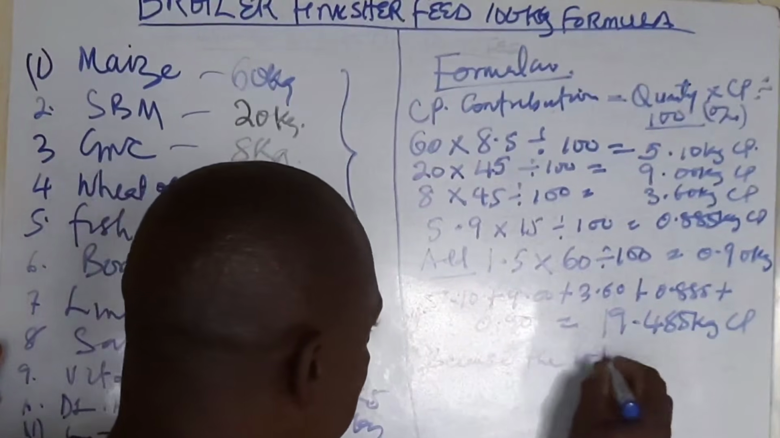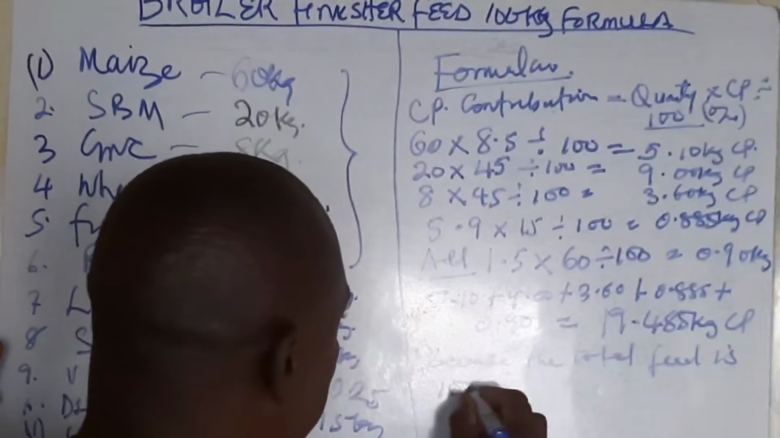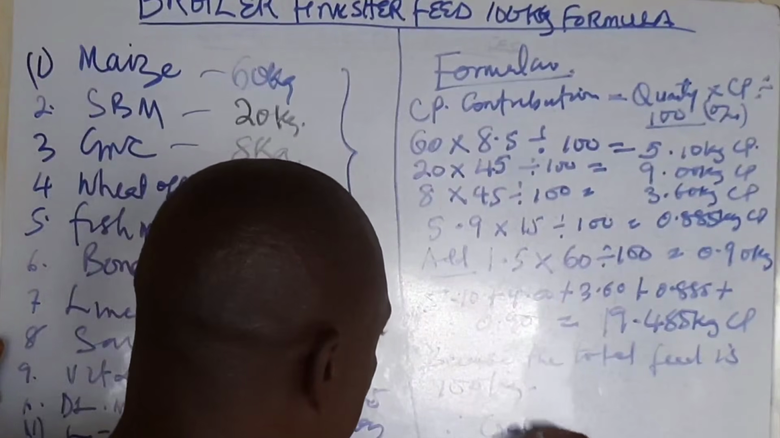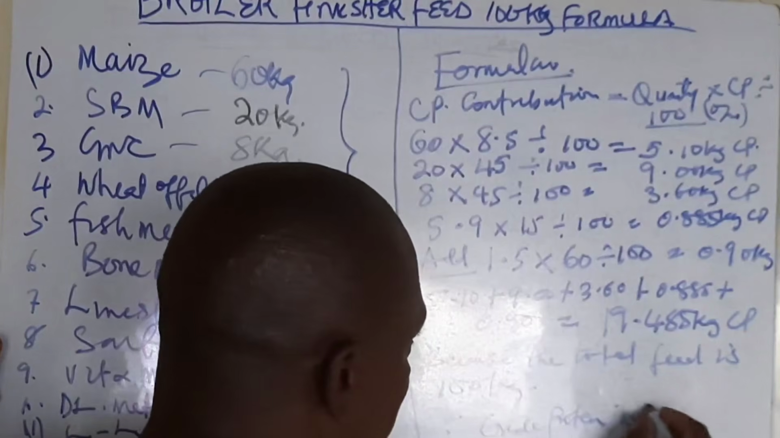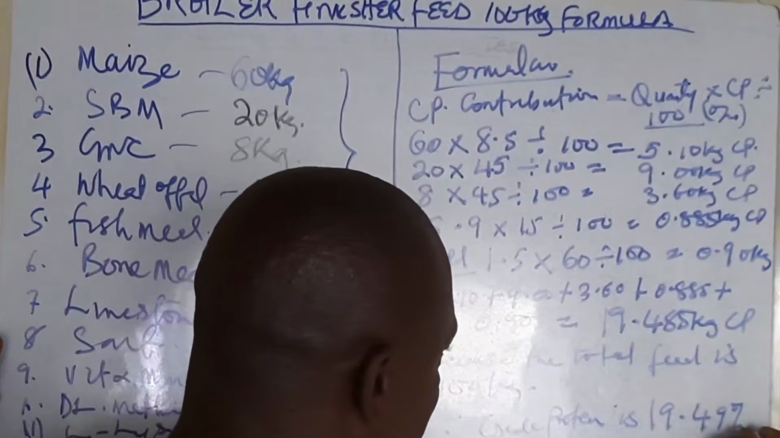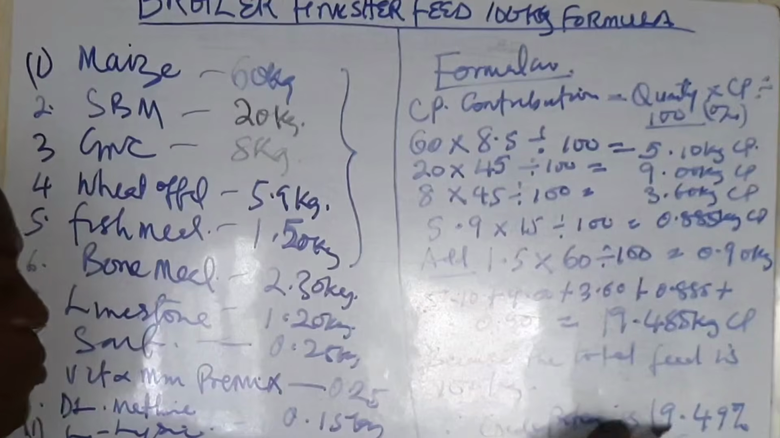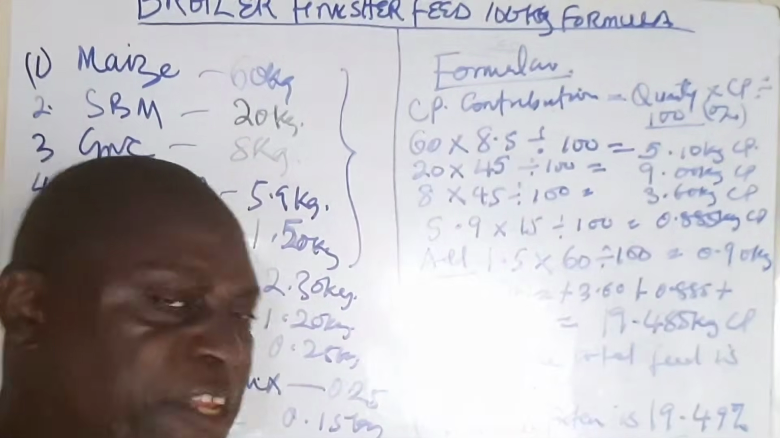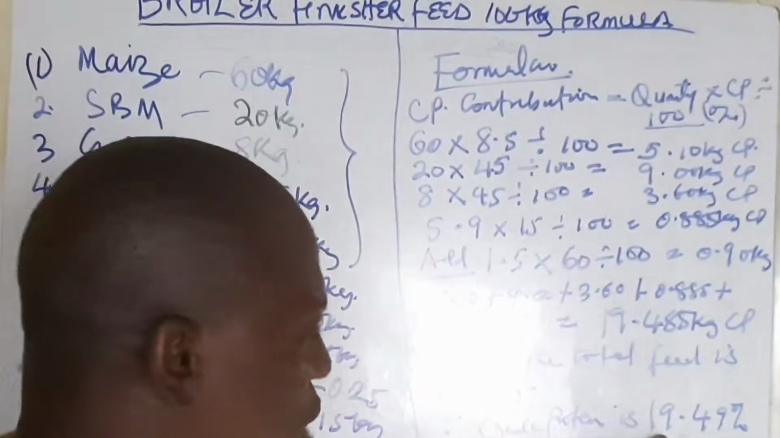the total feed is 100 kg, therefore crude protein or this feed is 19.49% CP. We have gotten the crude protein. You can see that this crude protein now falls between quality finisher feed for your broilers. Anything from 18 to 20 is good. So we have crude protein.